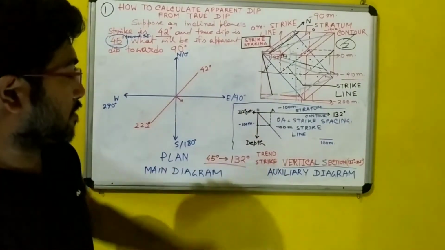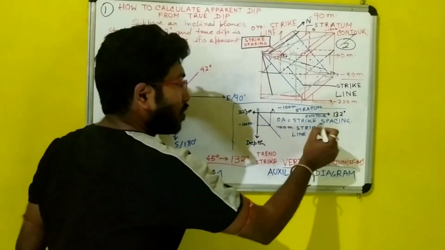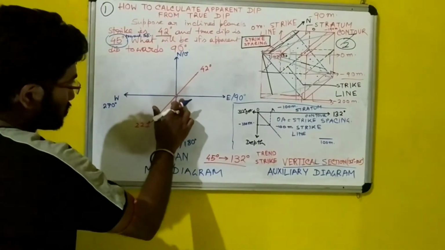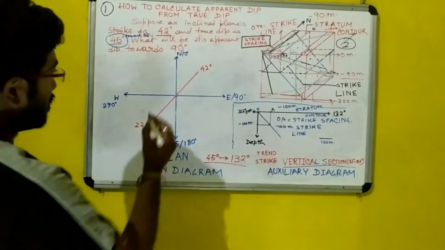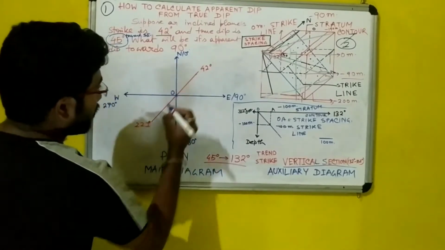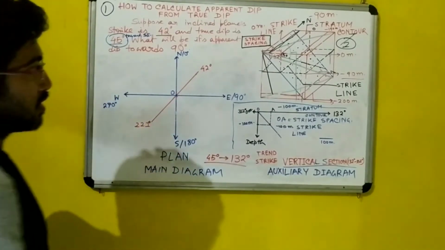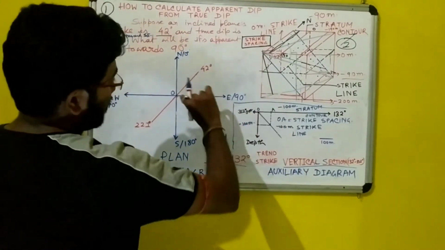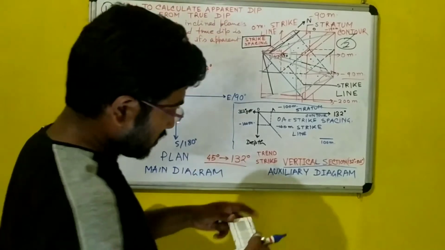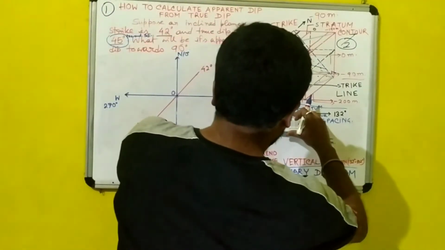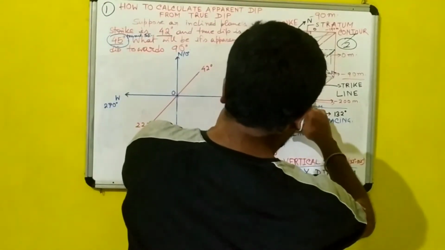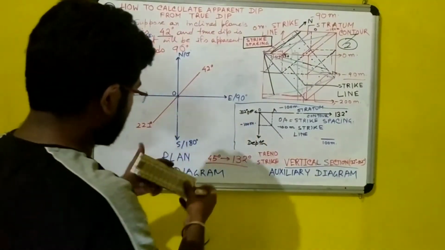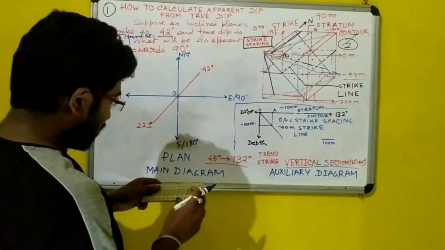So this is the A point, and OA is the strike spacing. Here this point is actually O, and for A you have to take a divider and plot here, but since I don't have the divider, I am measuring. This comes to 3.924 approximately, and this is towards 132.